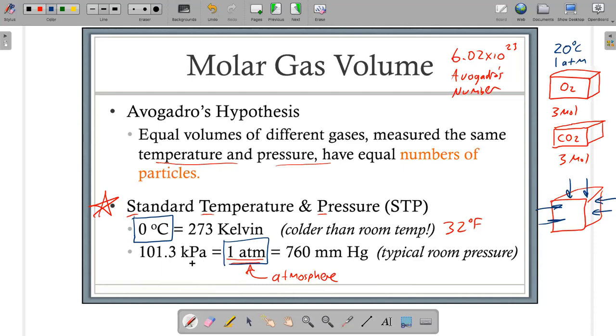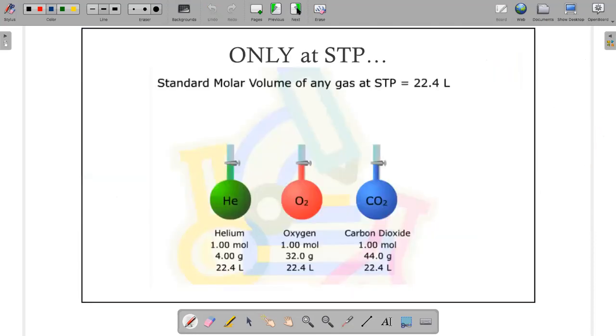This is based upon the standard units. The kilopascal, a pascal is the same as a Newton per square meter, which is a standard unit of pressure based upon this definition of force per unit area. So all we're going to deal with for now is just gases at standard temperature and pressure, but we will do problems where we have to adjust volumes to STP in order to use Avogadro's number.